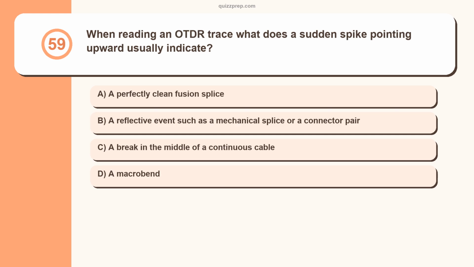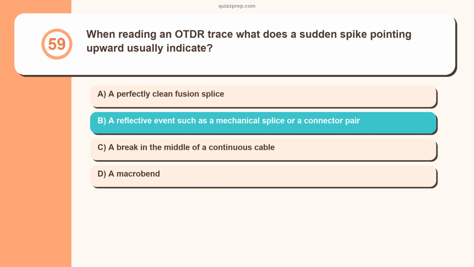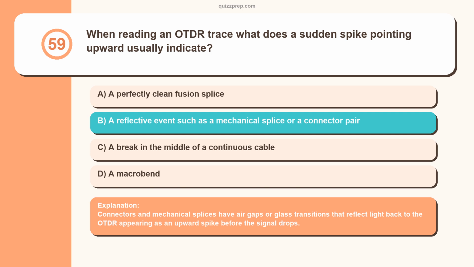Question 59. When reading an OTDR trace, what does a sudden spike pointing upward usually indicate? A perfectly clean fusion splice. A reflective event such as a mechanical splice or a connector pair. A break in the middle of a continuous cable. A macro bend. Connectors and mechanical splices have air gaps or glass transitions that reflect light back to the OTDR, appearing as an upward spike before the signal drops.